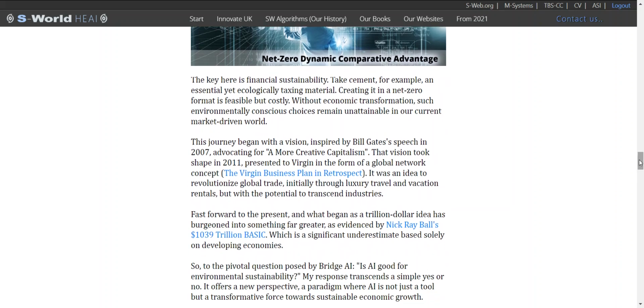Of course, one has to mention Joseph Stiglitz and his book A Learning Society, where I came to understand that dynamic comparative advantage, what one's comparative advantage is going to be in the future, is what matters, not what it is now. The key here is financial sustainability.